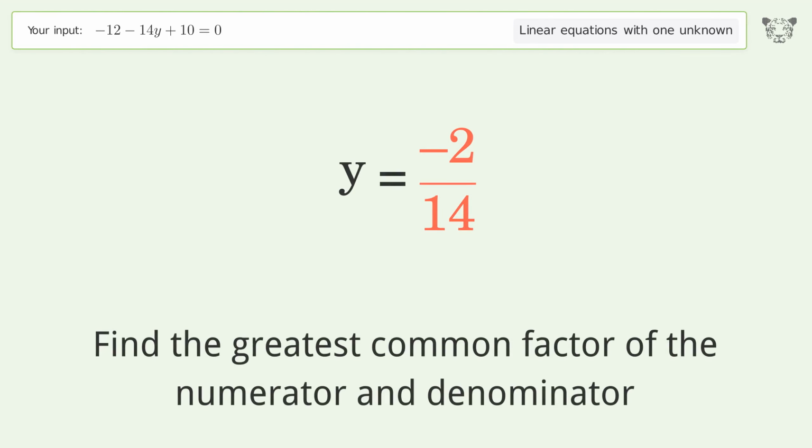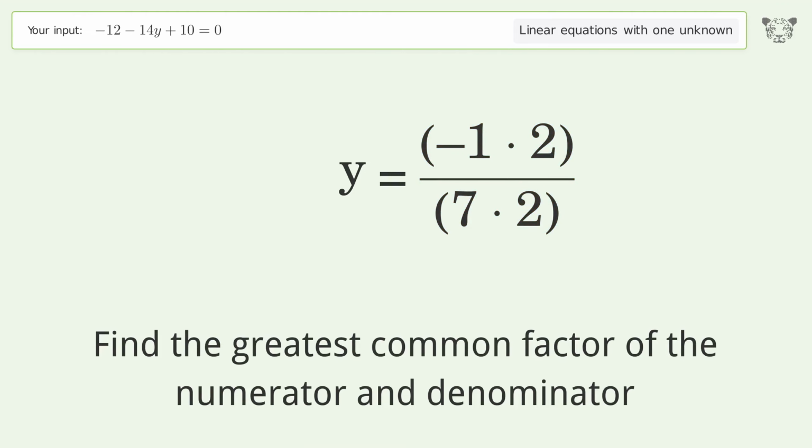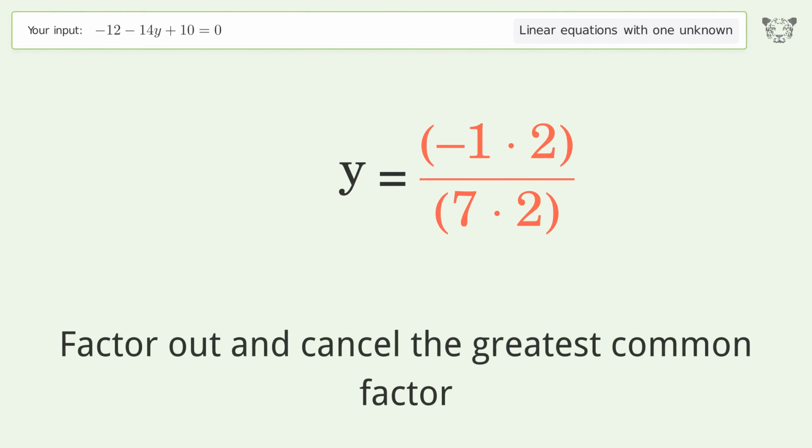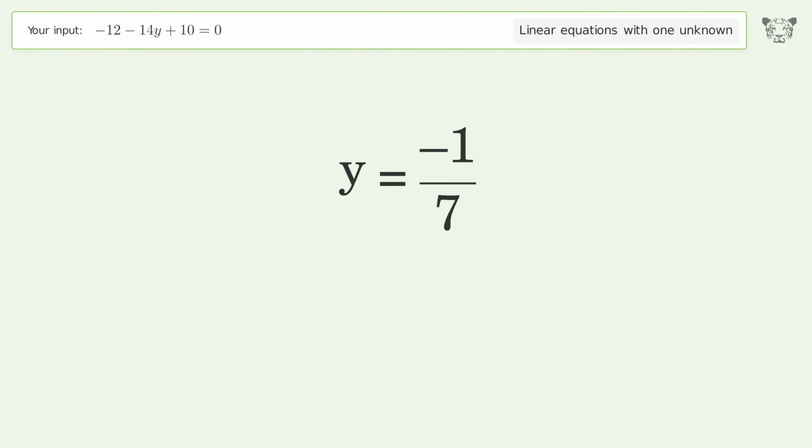Find the greatest common factor of the numerator and denominator. Factor out and cancel the greatest common factor. And so the final result is y equals -1/7.